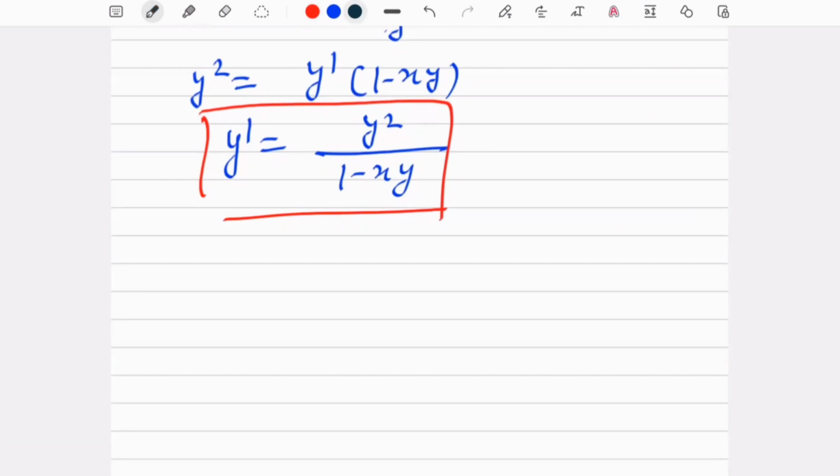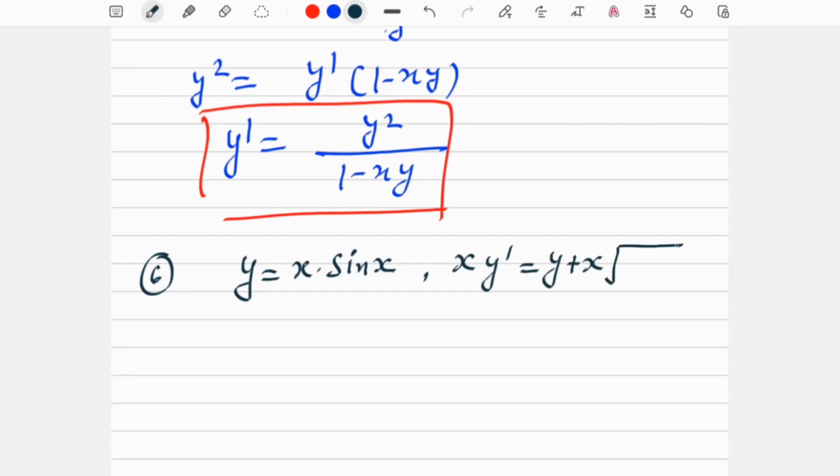Okay, another question. Question number 6 is also, I think, calculating. Y equals x sin x, and what I have to prove is that x times y dash is equals to y plus x under root x square minus y square. X times y dash is equals to y plus x under root x square minus y square.